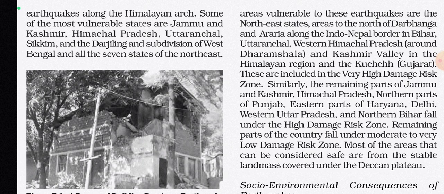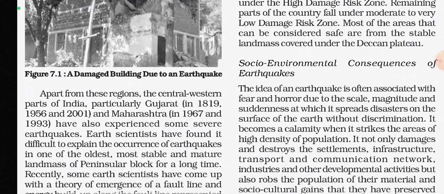Some of the most vulnerable states are Jammu and Kashmir, Himachal Pradesh, Uttaranchal, Sikkim, and Darjeeling and subdivision of West Bengal. दार्जिलिंग वेस्ट बंगाल में आता है तो उसकी बात कर रहा है। And all the 7 states of the North East. तो ये सारे जो हैं, जम्मू कश्मीर, हिमाचल प्रदेश, हिमालय के आसपास जो स्टेट हमारे लोकेटेड हैं, वही हिमाचल प्रदेश, उत्तरांचल, सिक्किम, दार्जिलिंग, ये सारे और 7 states of North East India are earthquake prone.